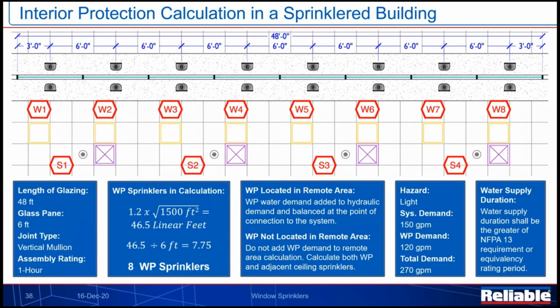One thing to keep in mind about these systems when you're hydraulically calculating them is that regardless of what the hazard is in NFPA 13, if the assembly rating is greater than what NFPA 13 wants, then we have to consider that for our duration. Light hazard is a 30-minute duration, but wanting to have a 1-hour rating up here means that we need to double our duration from 30 minutes to 60 minutes. And now we're looking at 270 gallons a minute over the course of an hour being required for our water supply.